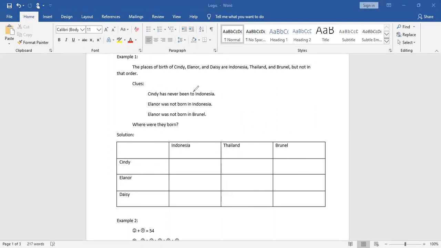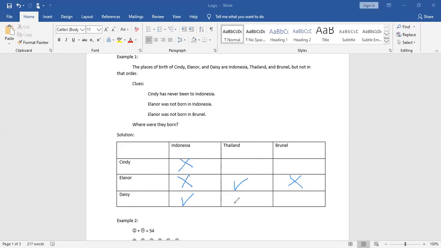So Cindy has never been to Indonesia. So we can put an X for Cindy in Indonesia because that means that she wasn't born there. Eleanor was not born in Indonesia, so we can put an X here. And similarly, Eleanor was not born in Brunei. Now we could say that Daisy was born in Indonesia because these other two people weren't. So the only person that's remaining is Daisy. Similarly, Eleanor has to be born in Thailand because she wasn't born in these other two places.